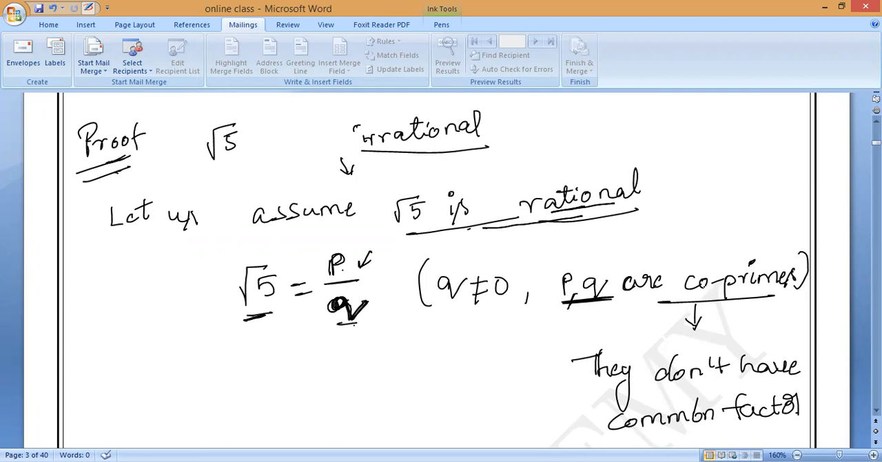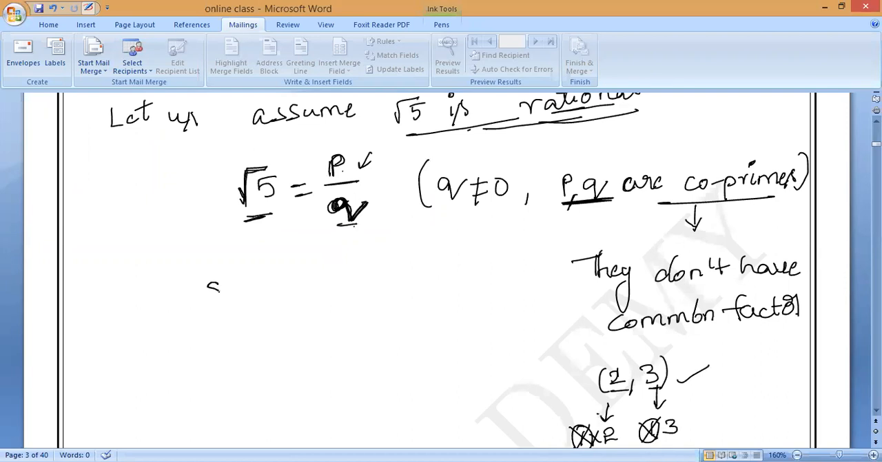No, ma'am. Okay. See, root 5 equal to p by q. Remove the root. How to remove the root? How can you remove the root of any number? By doing squaring, correct? Square on both sides. Yes, you can do it.